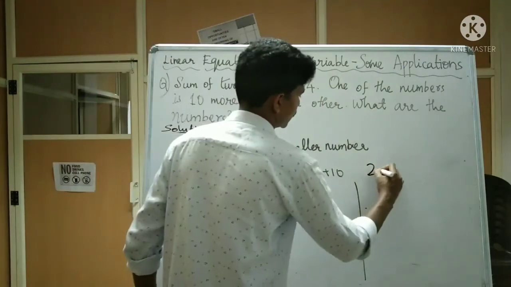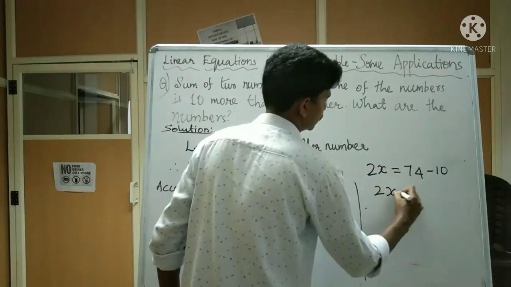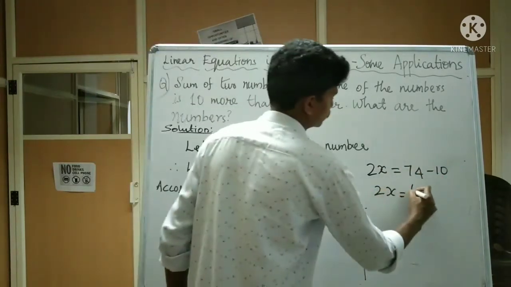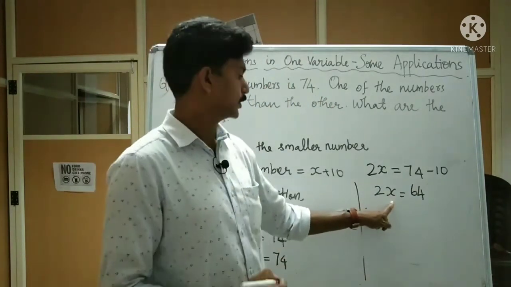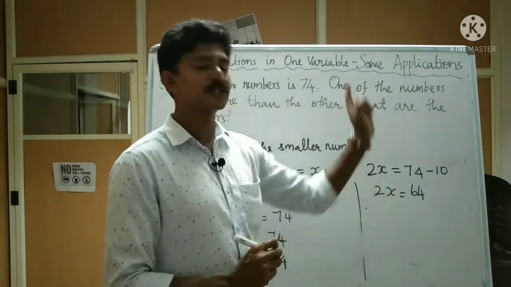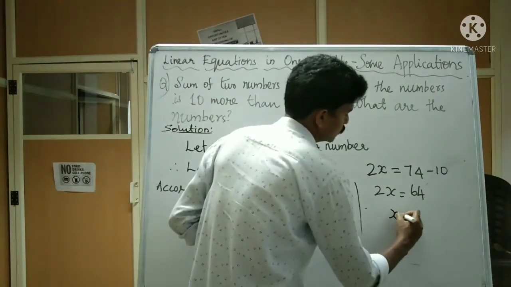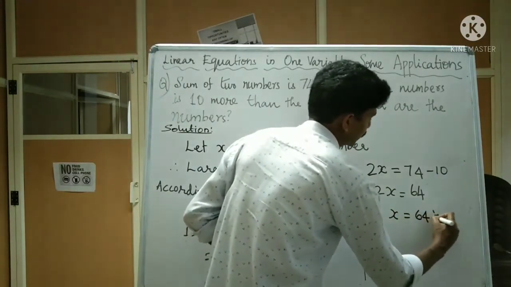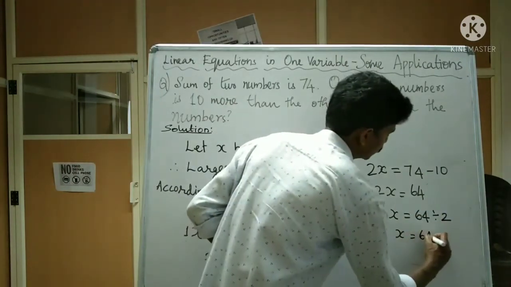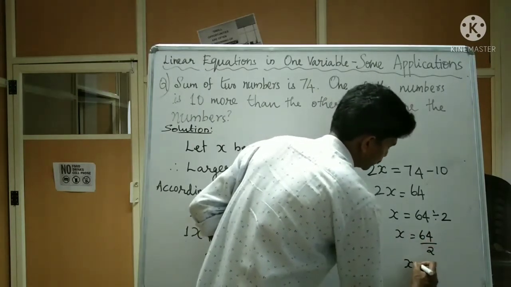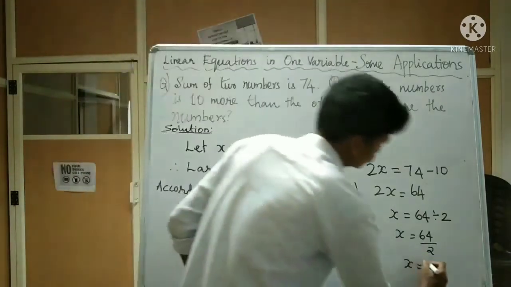So 2x is equal to 74 minus 10. So 2x is equal to 64. Next, 2x means 2 into x. So into multiplication, when it goes that side, multiplication becomes division. So x is equal to 64 divided by 2. We can write it as 64 by 2. So x is equal to half of 64, which is 32.